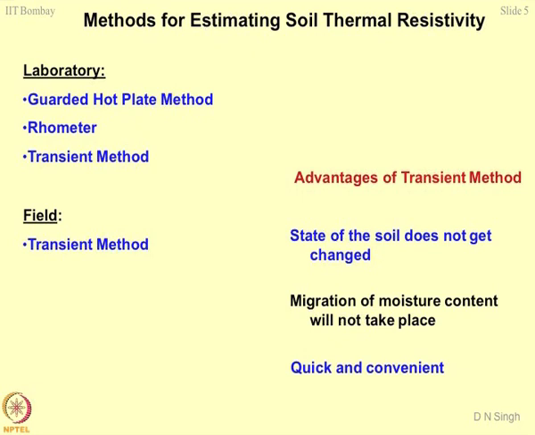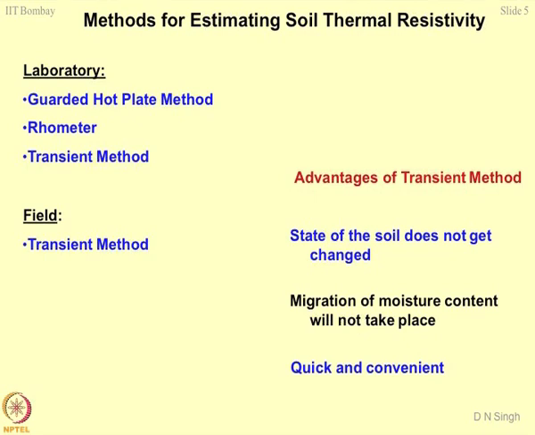Another one is a rheometer. What is a rheometer? A rheometer is basically a viscosity measurement equipment. If you can measure the viscosity of a system under elevated temperatures, you can find out its thermal properties, because viscosity is highly linked with temperature. So, again this method happens to be a very crude way of defining the thermal properties.